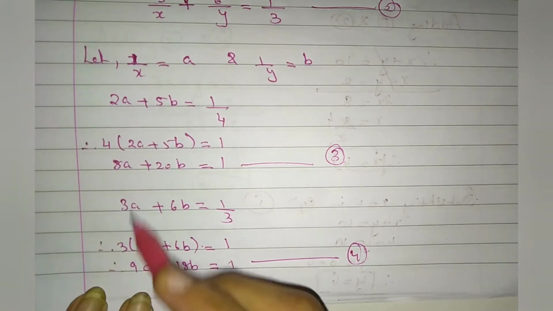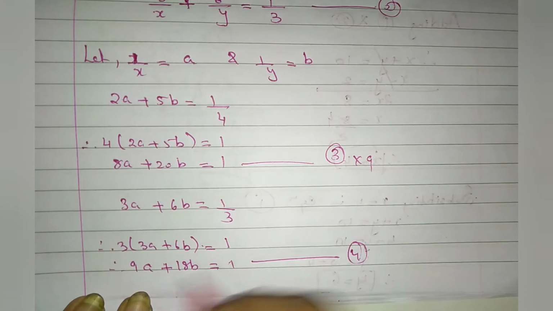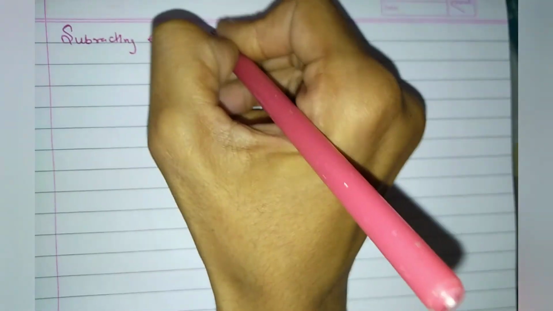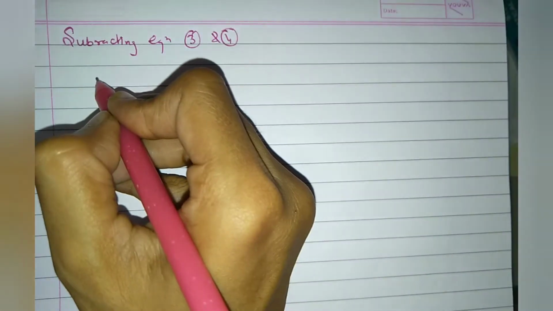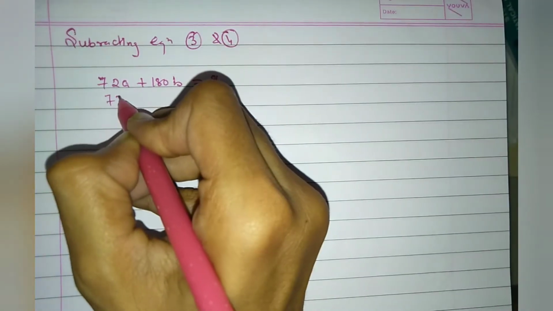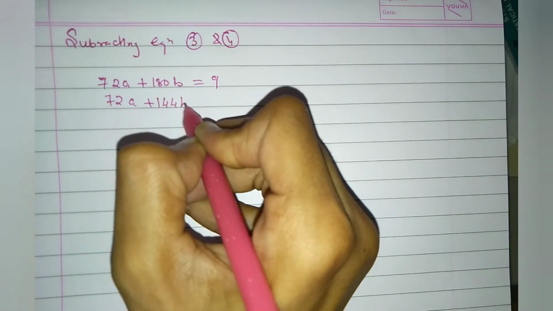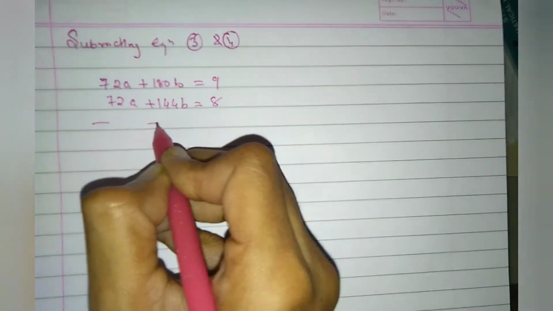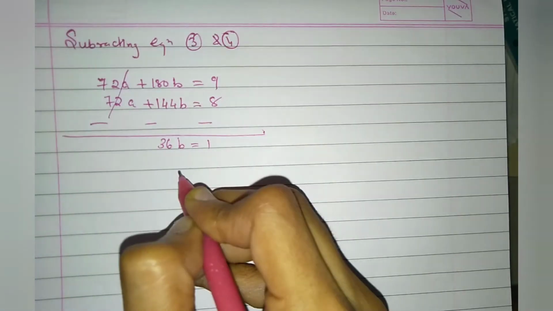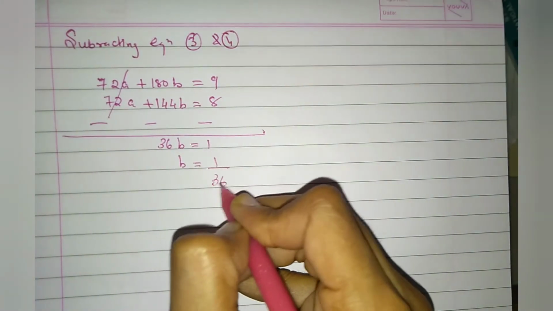We can make variable a same. So 8 into 9 and 9 into 8, which is 72. Let us do it. So we will write subtracting equation 3 and 4. So here the first equation is 72a plus 180b equal to 9 and 72a plus 144b equal to 8. Minus minus minus. So cancel it. 36b equal to 1. So b equal to 1 upon 36.